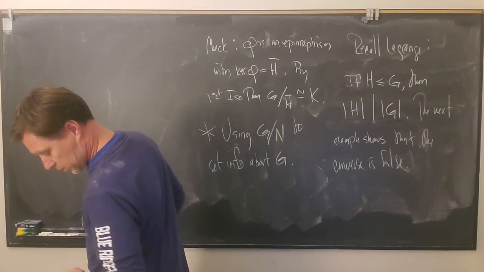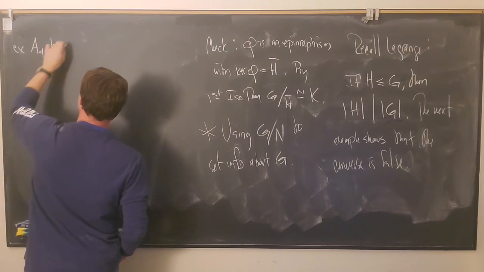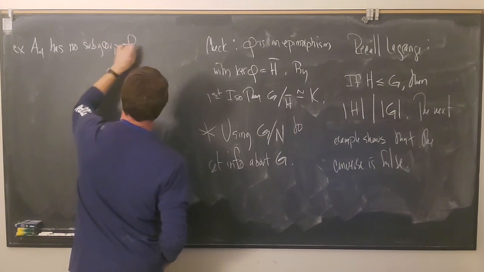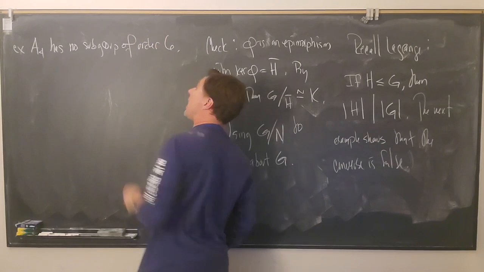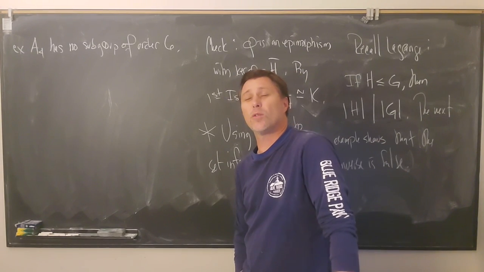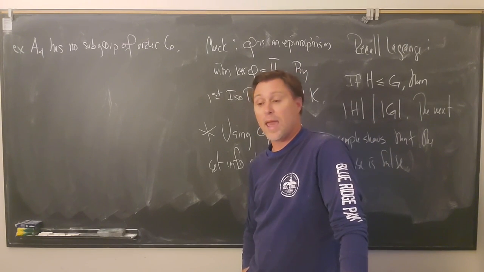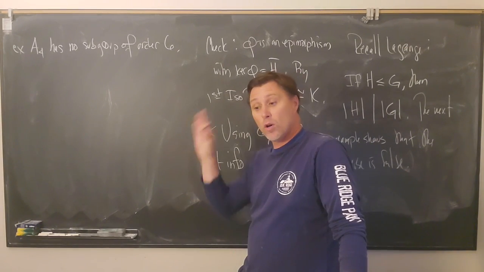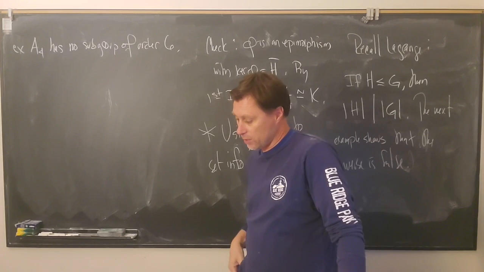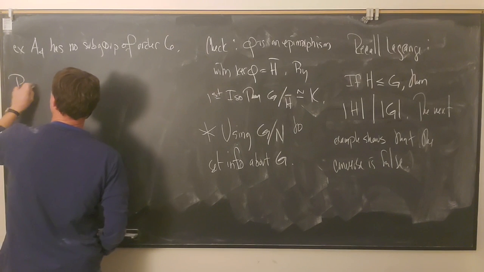So the example is going to be this one. Example: A4 has no subgroup of order 6. Now notice, what's the order of A4? Well, it's 4 factorial over 2, so A4 has order 12. 6 is clearly a divisor of 12, and so we're going to show that even though 6 divides the order of A4, there is no subgroup corresponding to that particular divisor. And the proof goes like this. It'll actually be by contradiction.